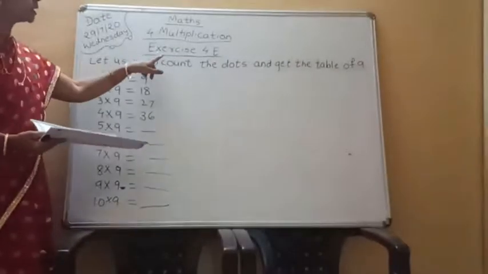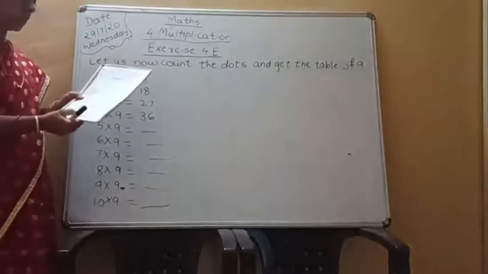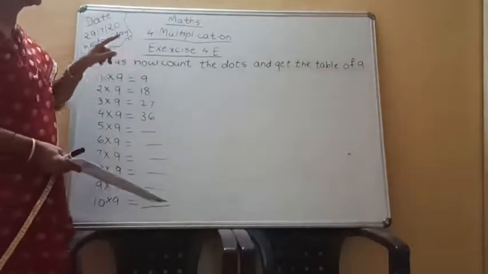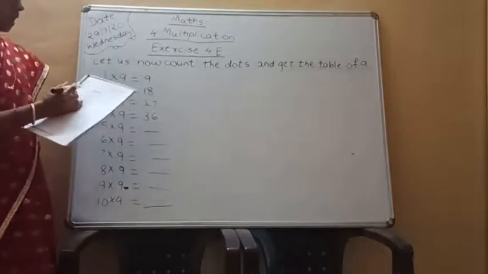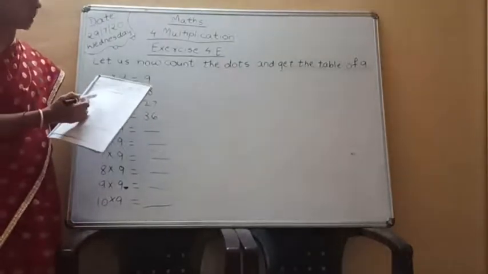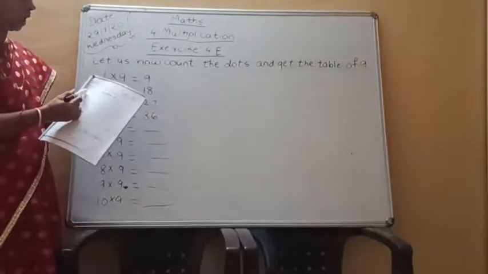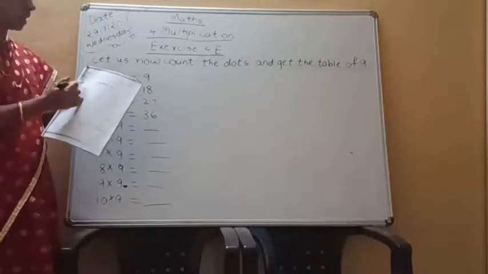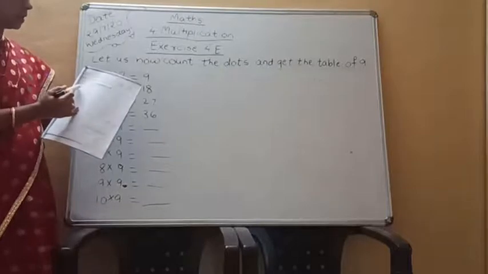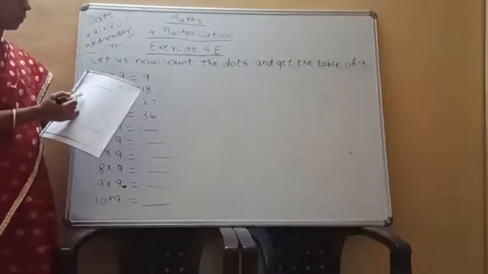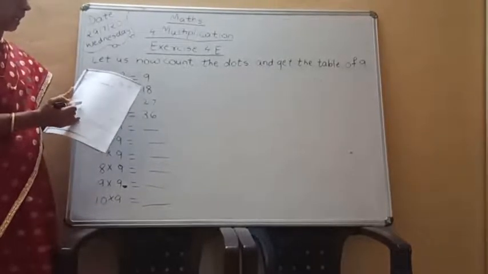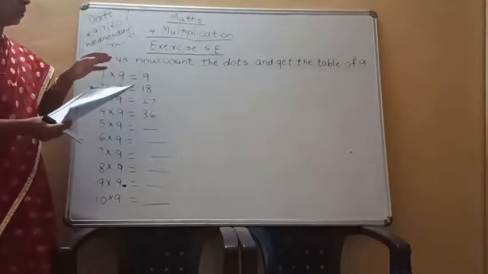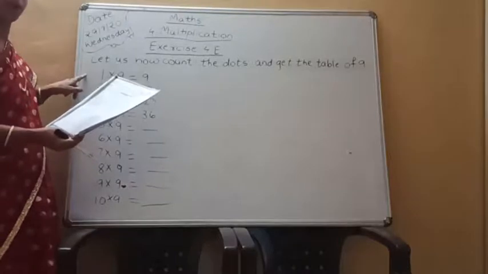Now see exercise 4E, page number 53. Let us now count the dots and get the table of 9. Now see, in one box, how many dots are given? 1, 2, 3, 4, 5, 6, 7, 8, 9. In one box, 9 dots are given. So 1, 2, 3, 4, 5, 6, 7, 8, 9, 10. 10 boxes are given. So we have to write down the table of 9.